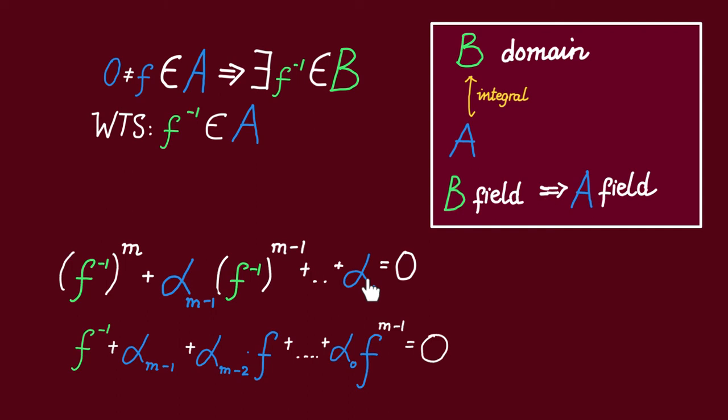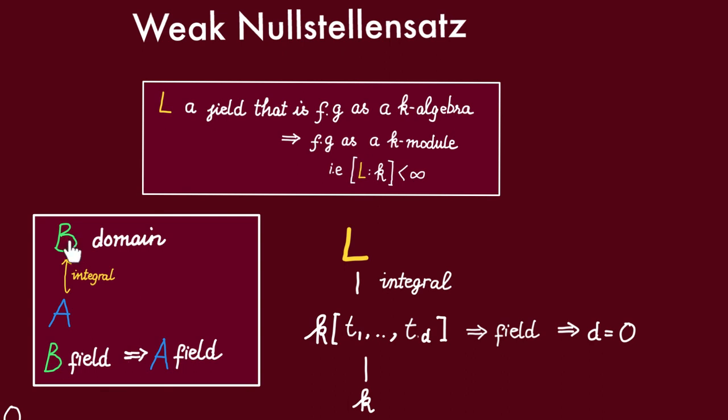If we multiply this polynomial through with f to the n minus 1, then what we get is that f inverse plus something in A is equal to 0. So f inverse must lie in A, as we claimed. Thus we see that if B over A is an integral extension, then if B is a field, A must also be a field. In particular, if a field L is integral over some polynomial ring, then this polynomial ring must actually be a field and thus must be isomorphic to the ground field K.